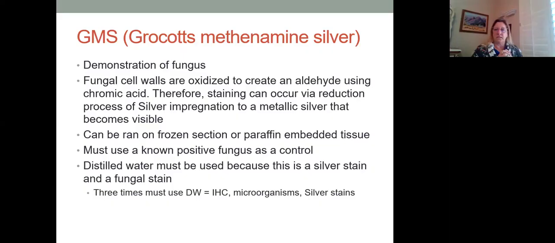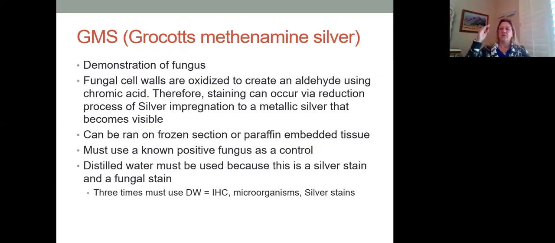It's a silver nitrate stain, so we're going to use distilled water throughout the whole process. We're going to oxidize the fungal cell walls, creating an aldehyde with chromic acid. That way, the staining can occur through the reduction process of silver impregnation. And that silver impregnation is going to be done with silver nitrate, and you're going to warm it up in the microwave.